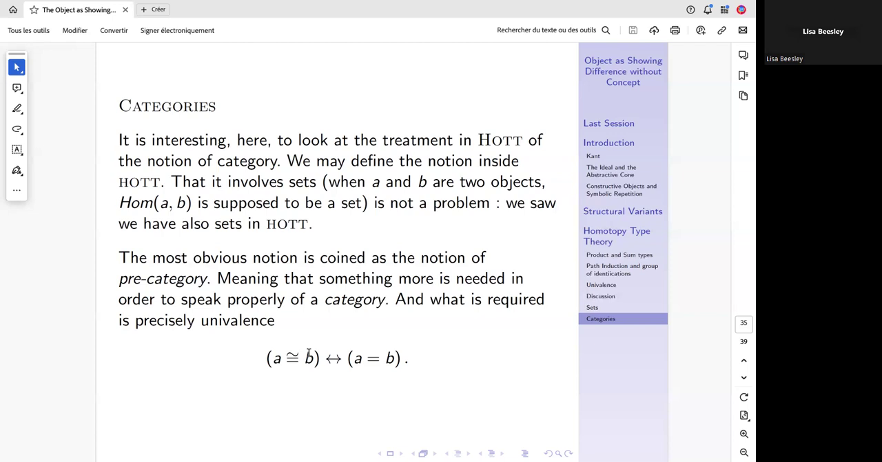So some words about categories in HOT. We may define categories in HOT, and the fact that the notion of category, you know that when we have two objects in a category, the collection of morphisms from the first object to the second object is supposed to be a set, which means that category theory relies on set theory. It's not a problem because we have sets in HOT also. We just saw it. And the first notion we reach is the notion of pre-category.